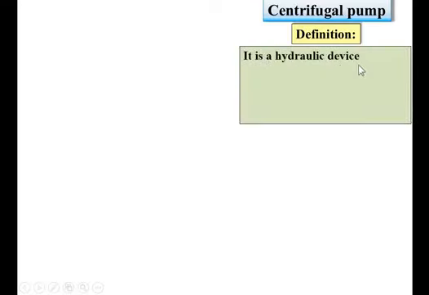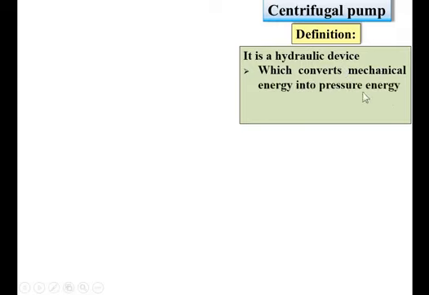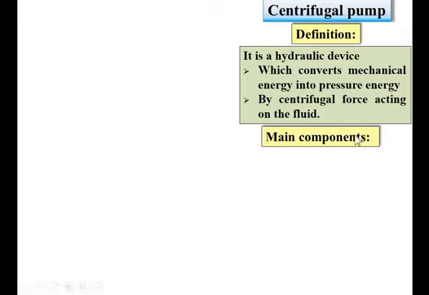First of all, definition of centrifugal pump. It is a hydraulic device which converts mechanical energy into pressure energy by centrifugal force acting on the fluid. So I have actually divided the definition into parts, so it is very easy to remember the definition of centrifugal pump. Now next, main components of centrifugal pump.